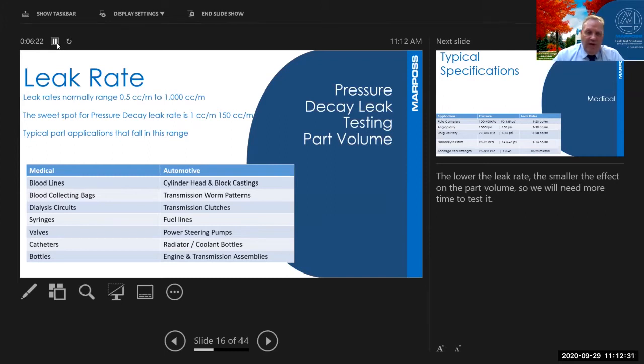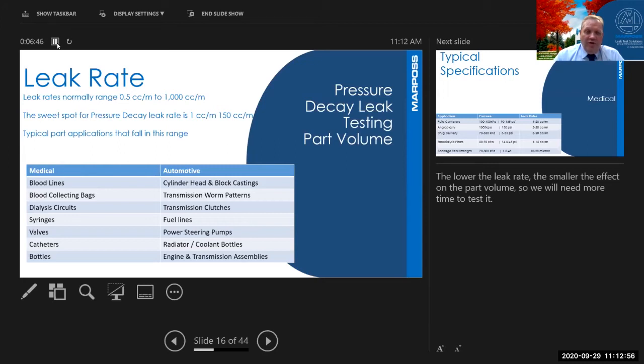Rule of thumb is the higher the test pressure, the larger the volume, the longer the cycle time. The larger the leak rate, the smaller the cycle time. But these three items, the pressure, leak rate, and the volume, all go hand in hand with whether it's a viable application, okay?